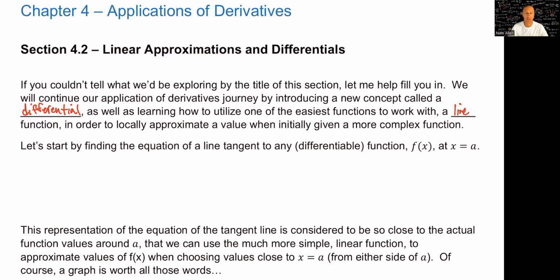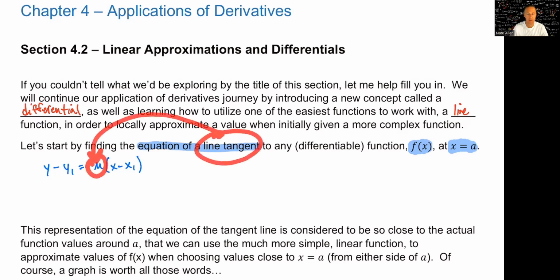What I'm going to start you off with is something that we should already know, something that we've done quite frequently, but just try to introduce some new terminology and viewpoints. So if we were asked to find the equation of a tangent line to some, hopefully differentiable, function f of x at some point we're going to call a, we know we can use the point slope formula to come up with the equation of a tangent line. That means we would take the slope and replace it with the derivative.